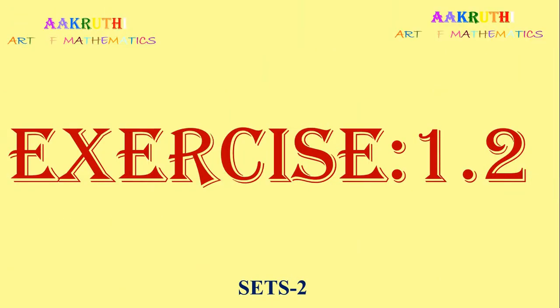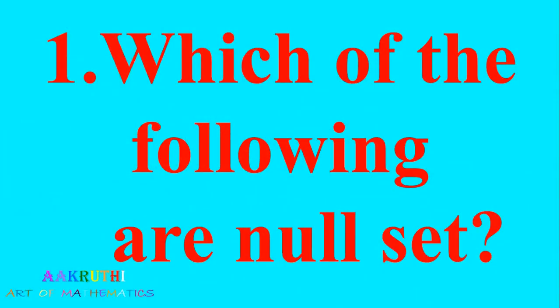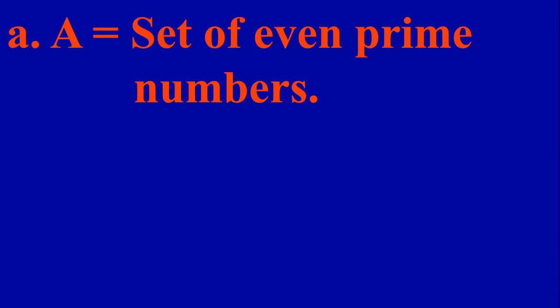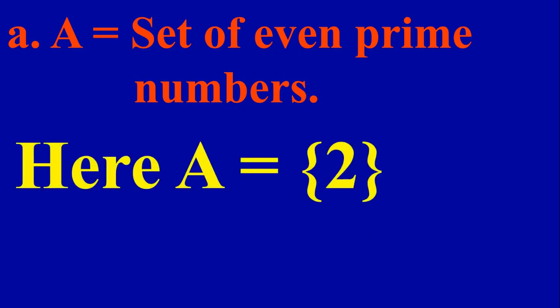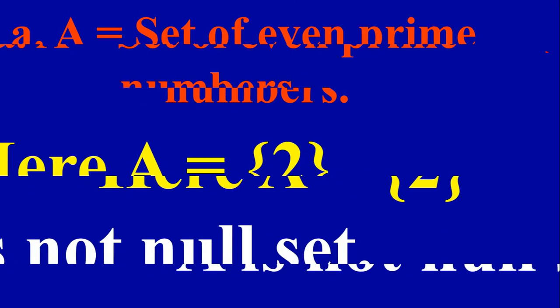Next we discuss some problems from exercise 1.2. Now the question is, which of the following are null sets? So you have to identify whether they are null sets or not. First one, the set of even prime numbers. Now what are the even prime numbers? We have one even prime number, it is 2. So therefore in set A we have one element. Therefore this is not a null set. So A is not a null set. It is a singleton set. A is a singleton set, but the question is whether it is a null set or not. So this is not a null set.